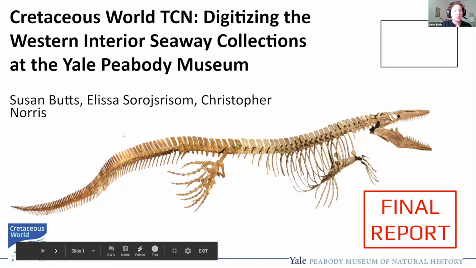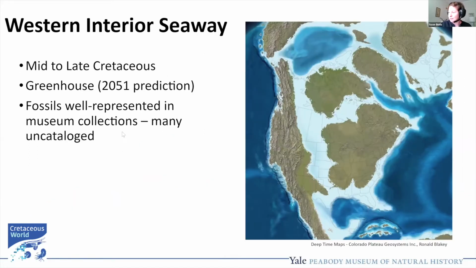All right, the Western Interior Seaway was a shallow sea that split the North American continent in two during the late Cretaceous, which is about from 100 million to 66 million years ago. And this time period is characterized by some of the highest temperatures, greenhouse conditions, and high sea levels that we've ever had in geologic history. And scientists predict that we will experience global temperatures similar to the late Cretaceous in the year 2051.